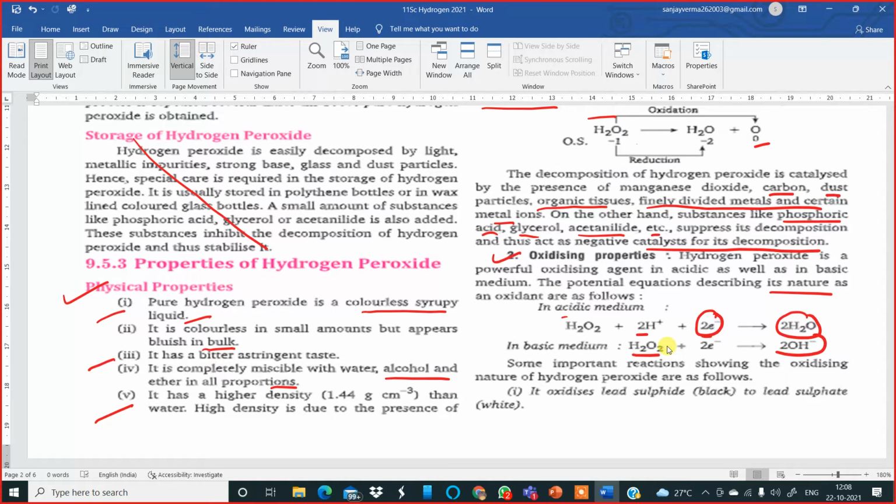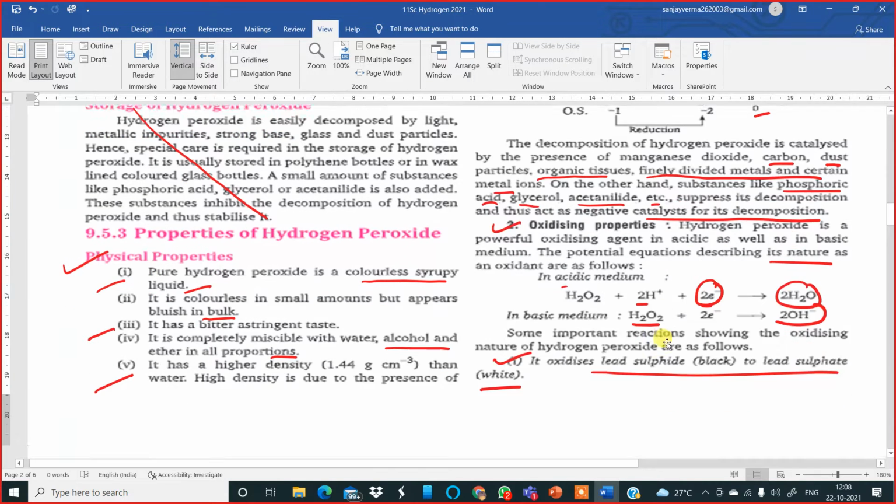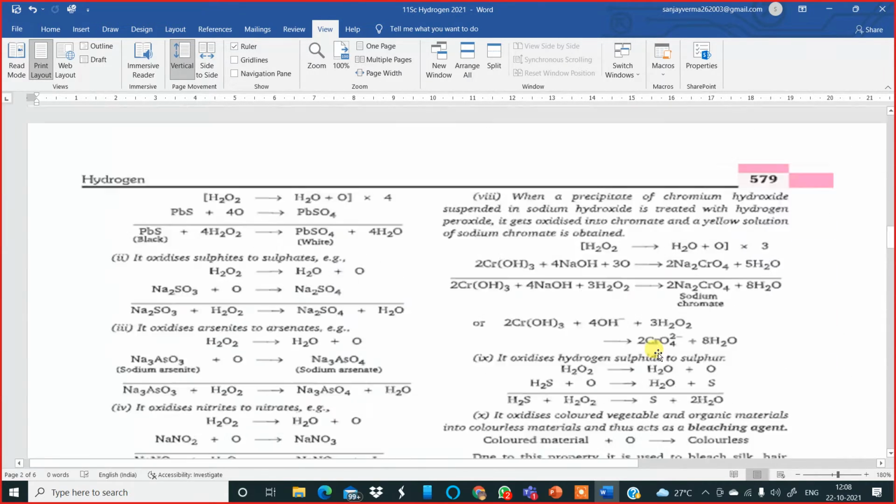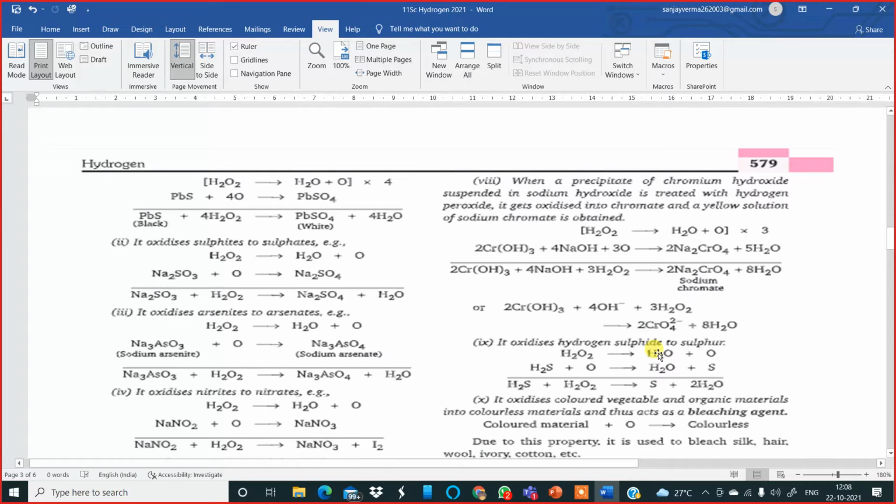Okay, the first one is under oxidizing property. The first one is it oxidizes lead sulfide. This is required. It oxidizes lead sulfide, black, to lead sulfate, which is white in color. So you better learn this equation. The equation is on the next page over here. You learn this equation, this part.